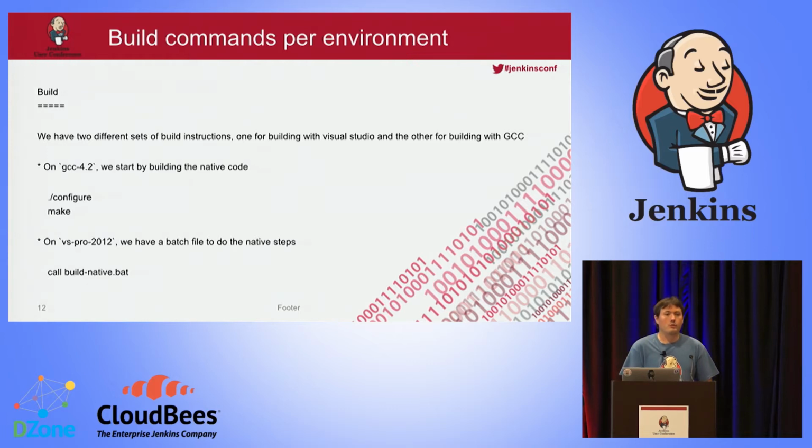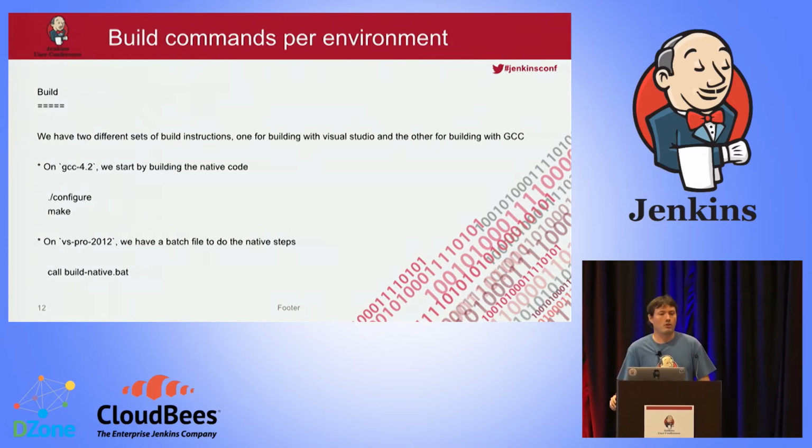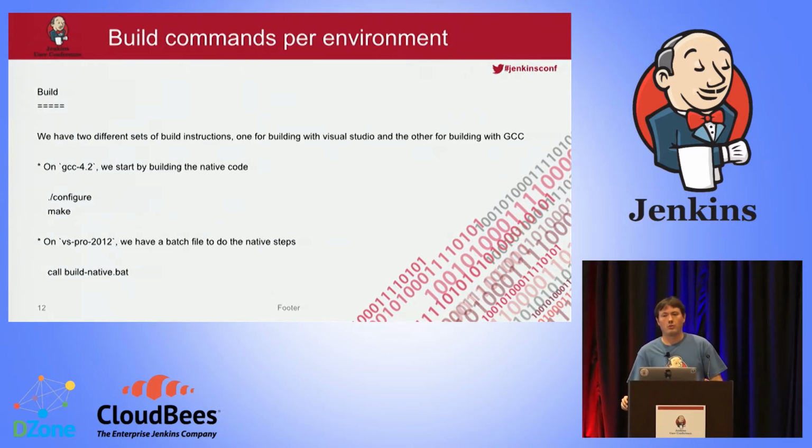We can also have different commands depending on the environment. By default, we'll try to match the closest command for this environment. So here we have one command that applies on GCC 4.2, which is configure make, and another one that applies to Visual Studio, which will be calling a batch file to build a project in this condition.